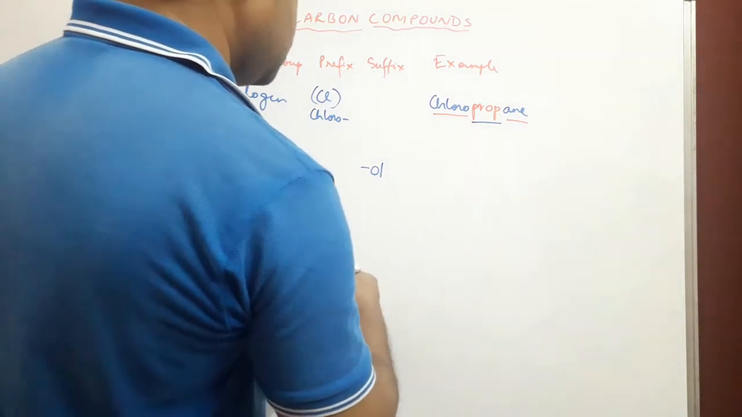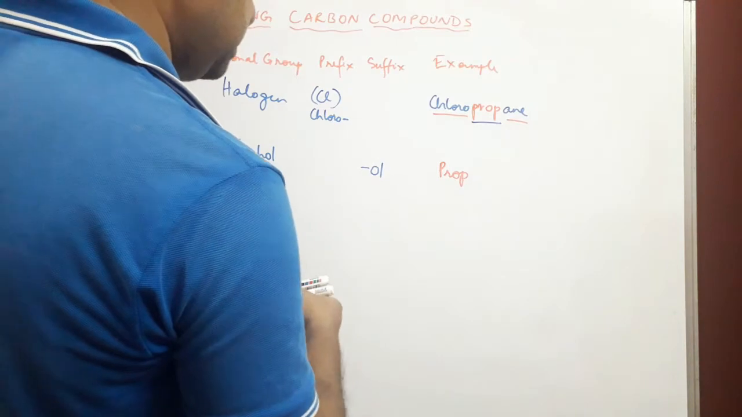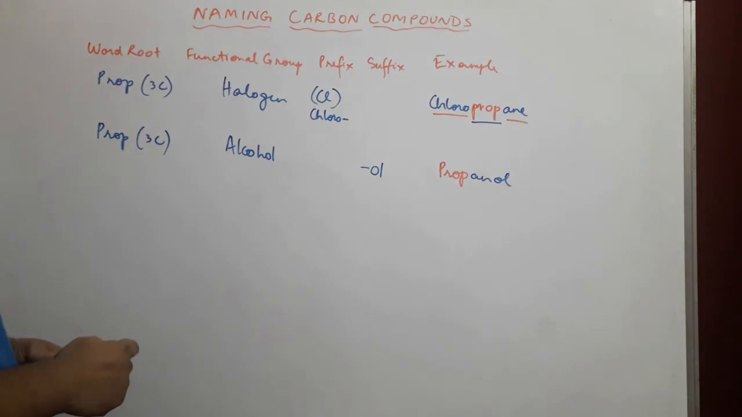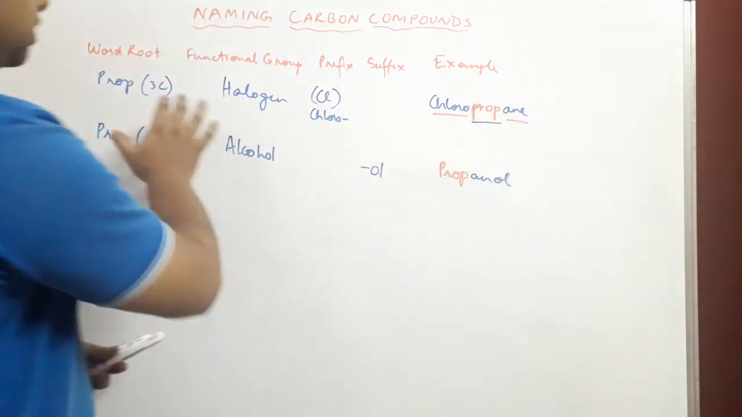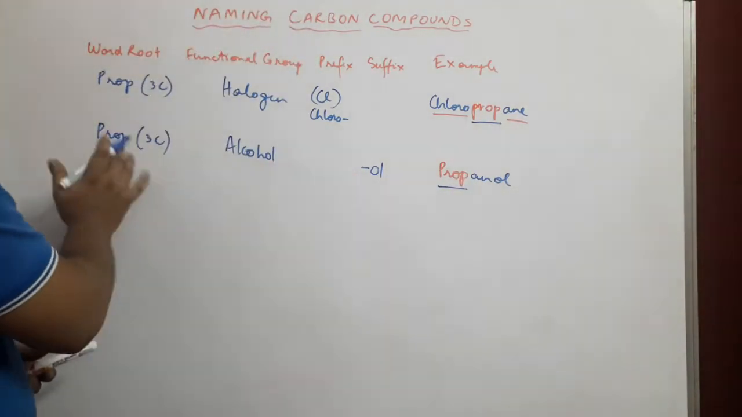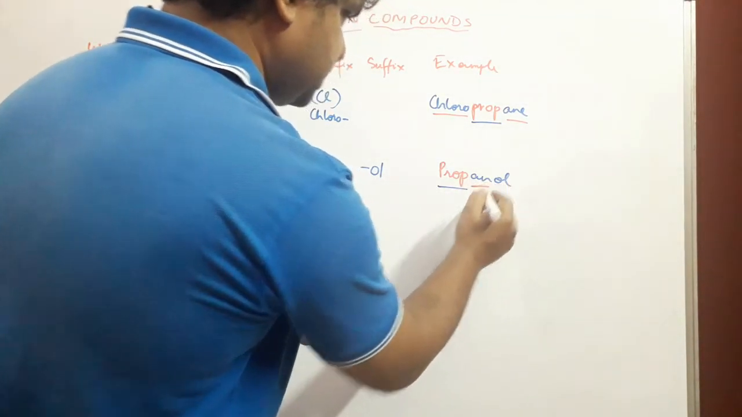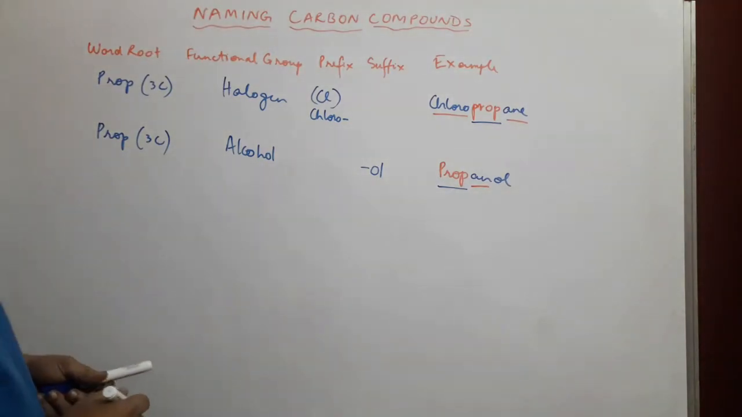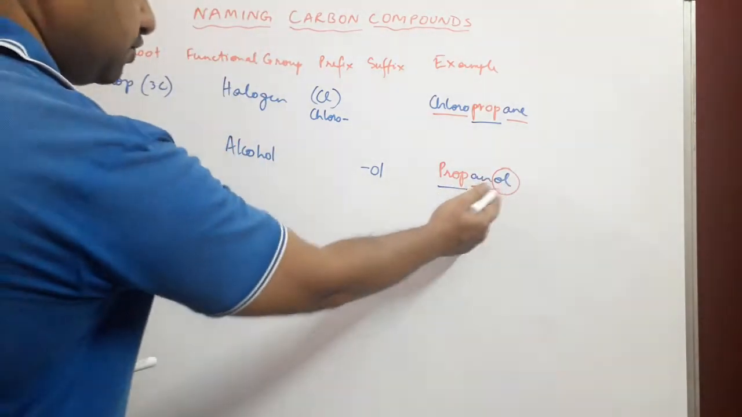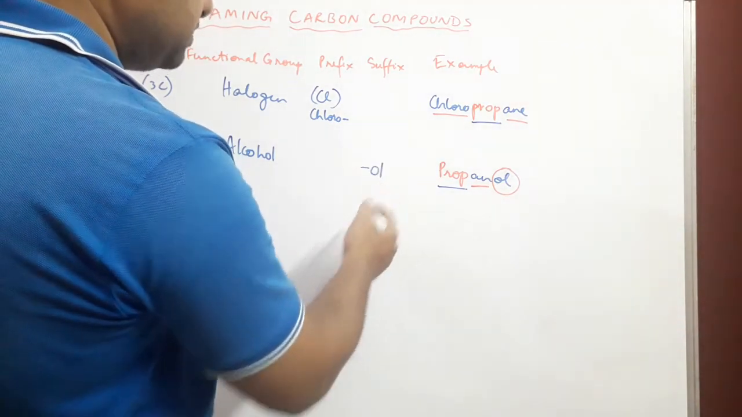So if we take prop as our word root with 3 carbon atoms, it would look something like this. Okay, so I'll put this in red, propanol. I'll divide it into 3 parts once again, just like I did for chloropropane. Prop tells you how many carbon atoms are there, and there are 3 carbon atoms which we have taken. An in this case tells you that there are single bonds, no double bond, no triple bond, and OL tells you that the functional group is alcohol, the suffix being OL.